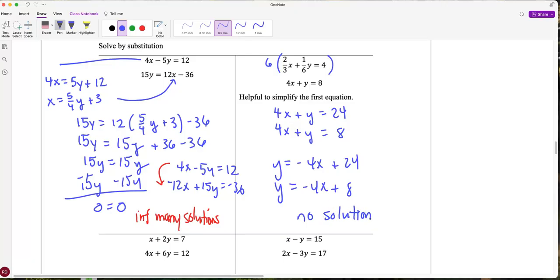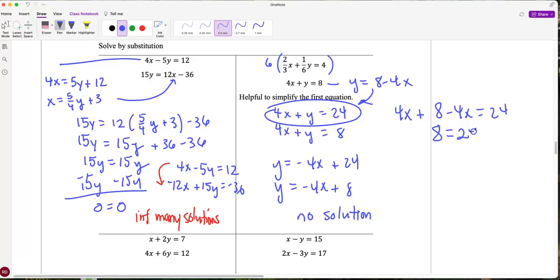Now, if you were to not see that from here, what you could do is solve the first equation, y is equal to 8 minus 4x, and plug it into here. So 4x plus 8 minus 4x equals 24. 8 equals 24. No solution. Okay.